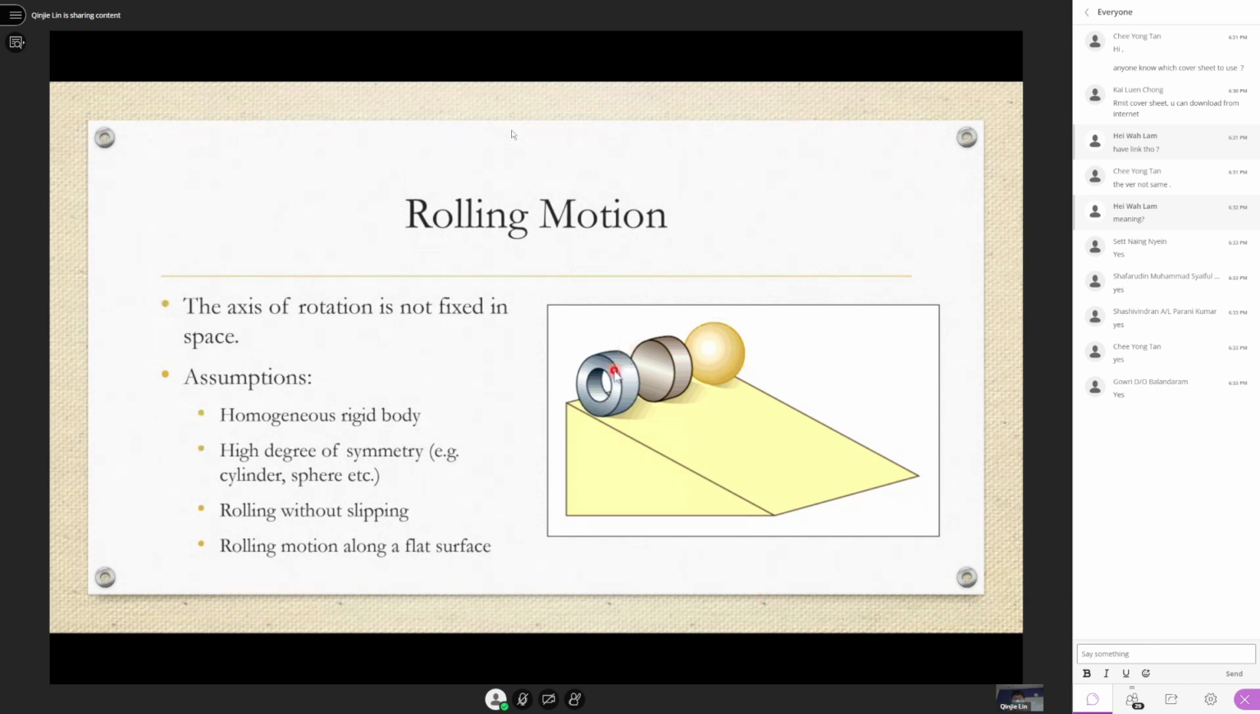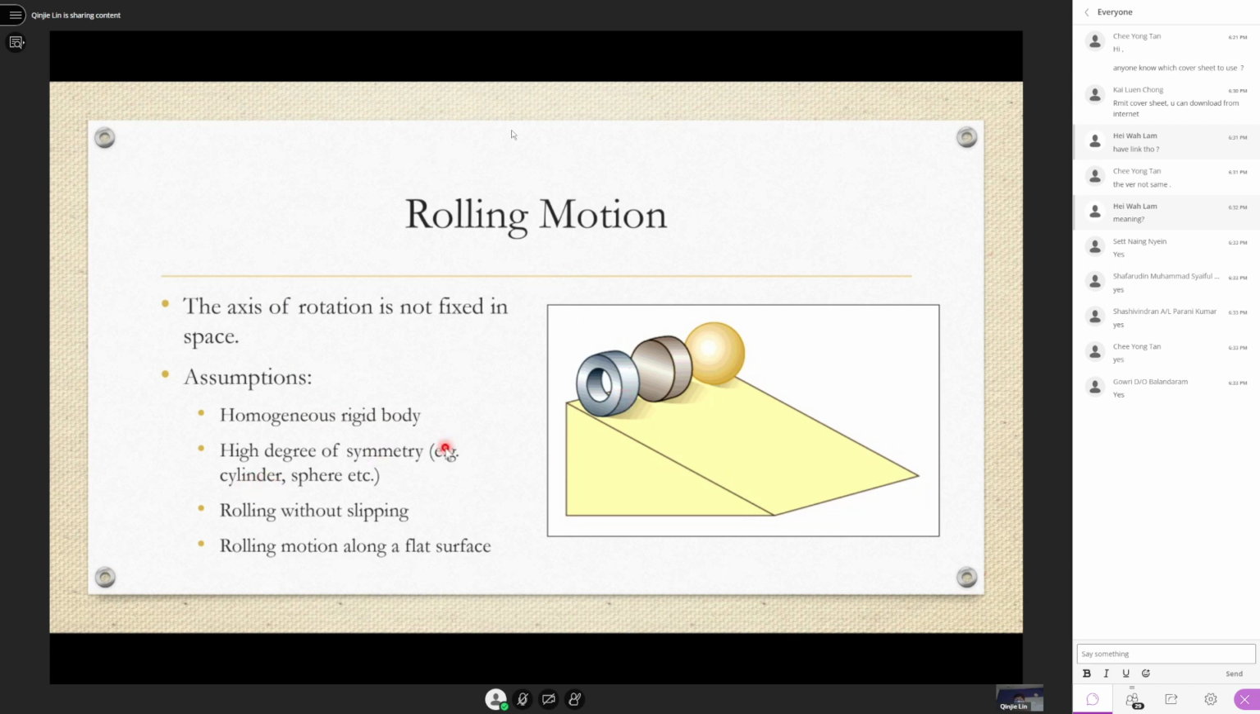A rolling motion, something that is rolling down the slope, that is rolling motion. I'm sure you all know what rolling motion is, just that we are going to study the dynamics of it. So some assumptions that we are going to make. Homogeneous rigid body, that means the whole material is the same. Same density throughout, that's homogeneous.